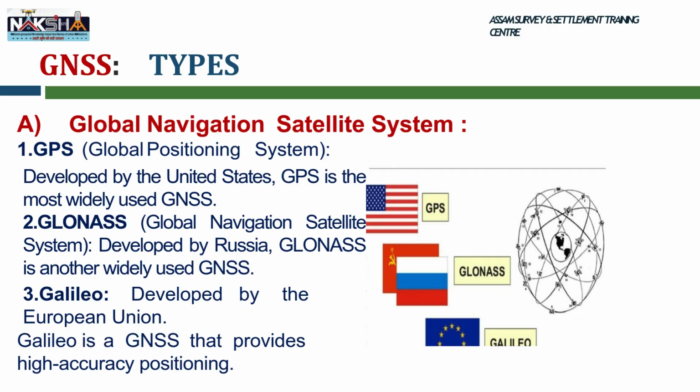GPS, Global Positioning System. Developed by the United States, GPS is the most widely used GNSS system in the world. GLONASS, Global Navigation Satellite System. Developed by Russia, GLONASS is another globally used navigation system that provides reliable positioning. Galileo. Developed by the European Union, Galileo is designed to offer high-accuracy positioning and is interoperable with other GNSS systems.